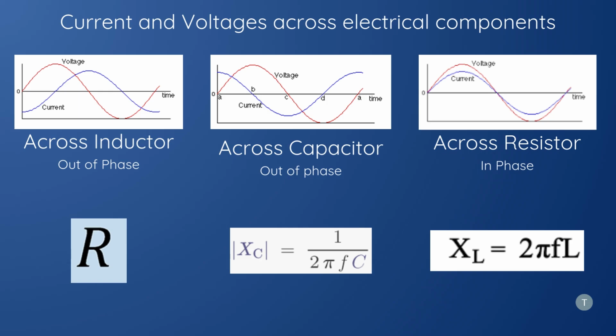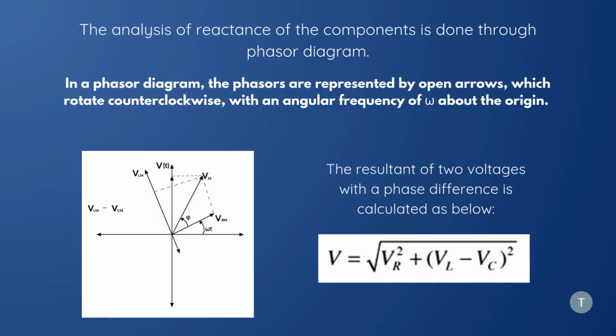These are the relationship between voltage and currents across various kinds of electrical component in AC circuit. And below is the formula to calculate the reactance of 3 types of electrical component. The analysis of the reactance of the component is done through phasor diagram. In a phasor diagram, the phasors are represented by open arrows which rotate counterclockwise with an angular frequency of omega about the origin. The resultant of 2 voltages with a phase difference is calculated as the formula.